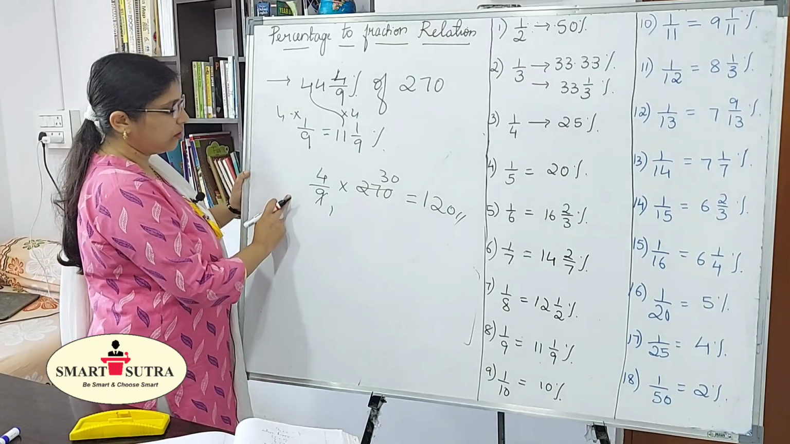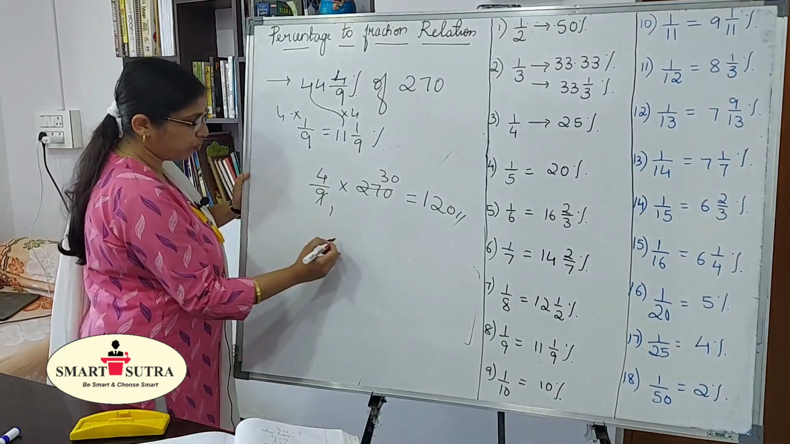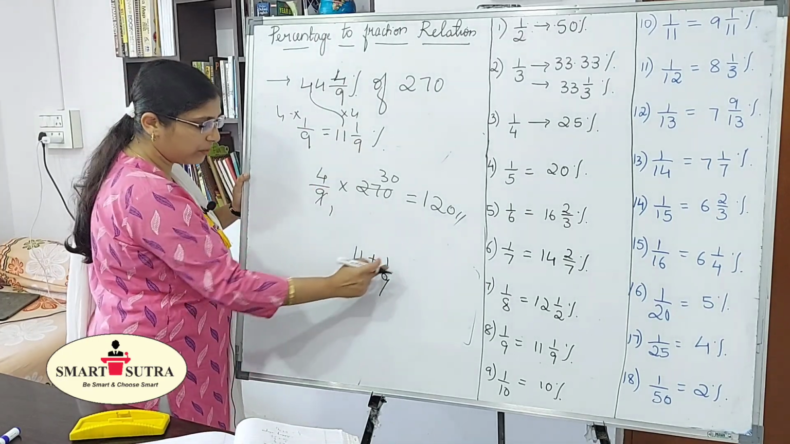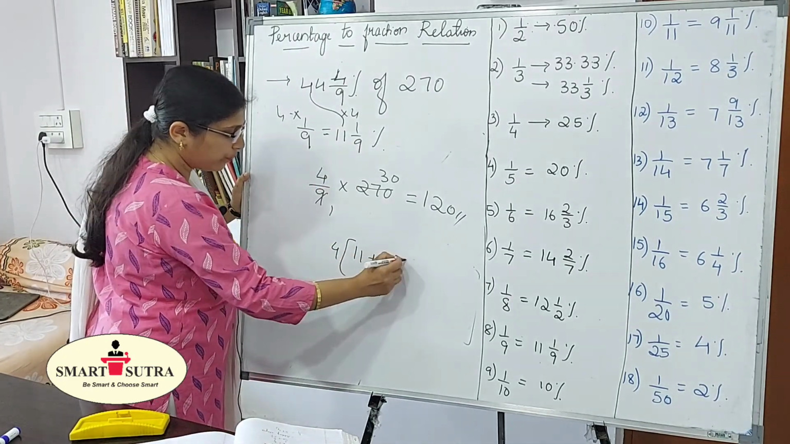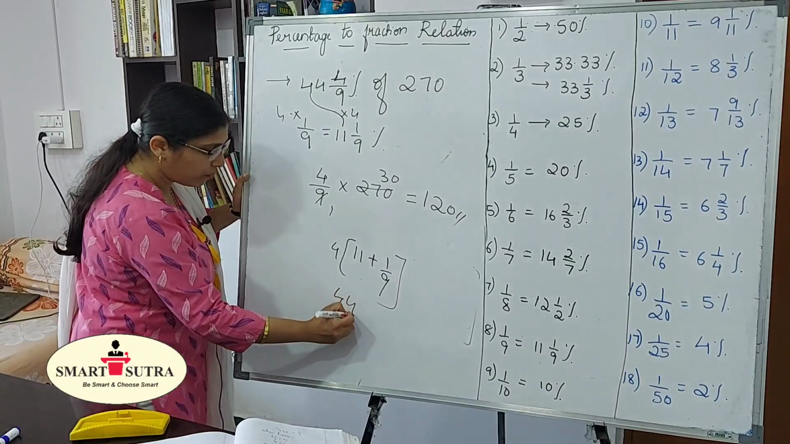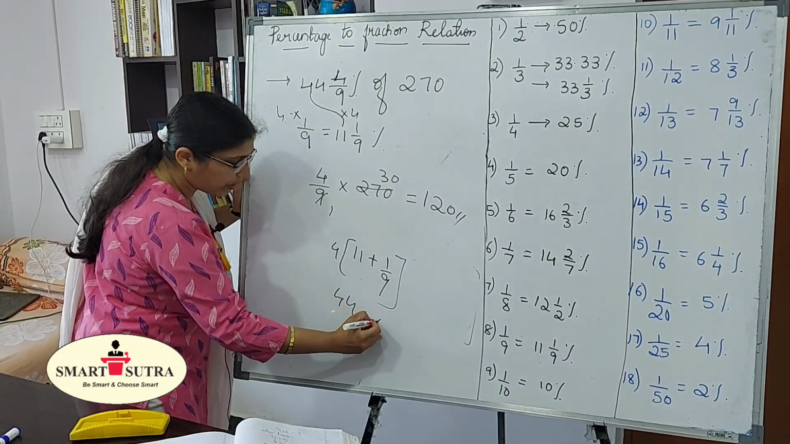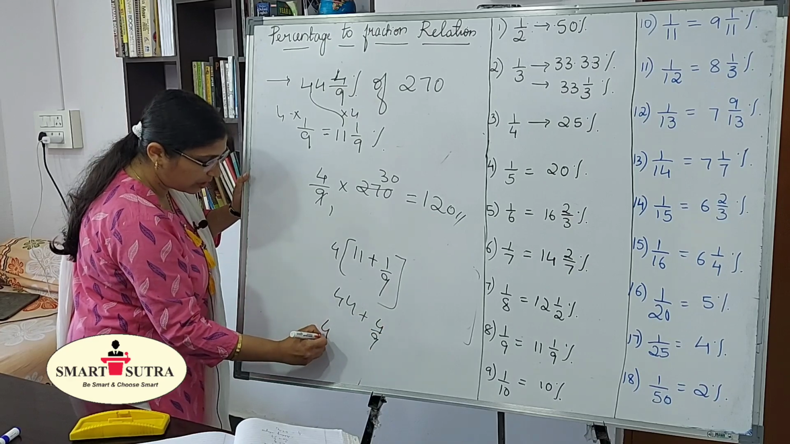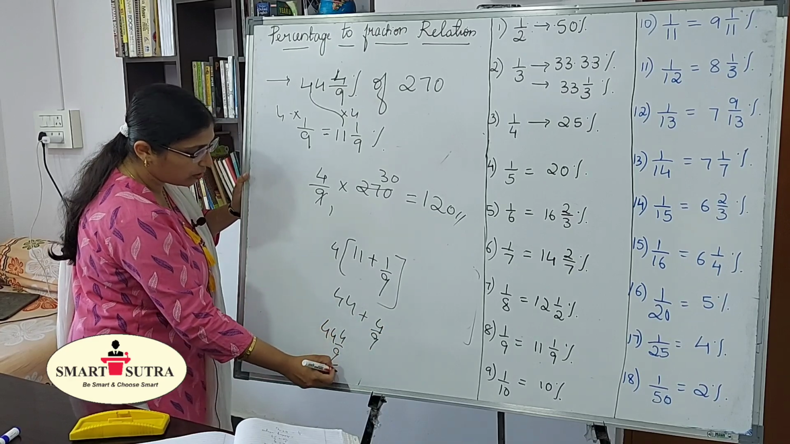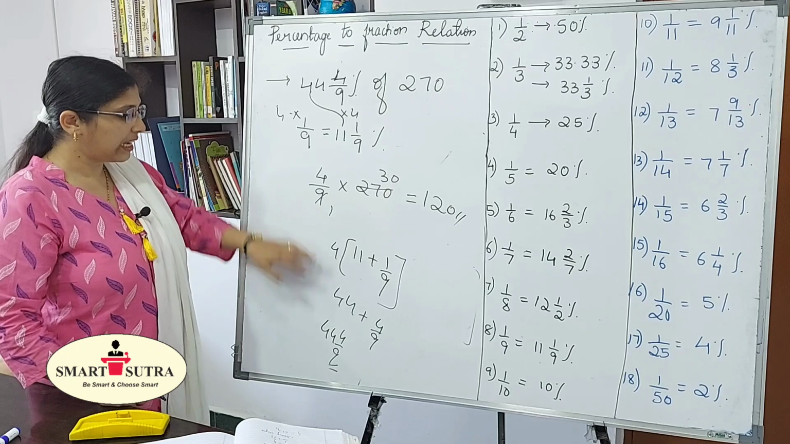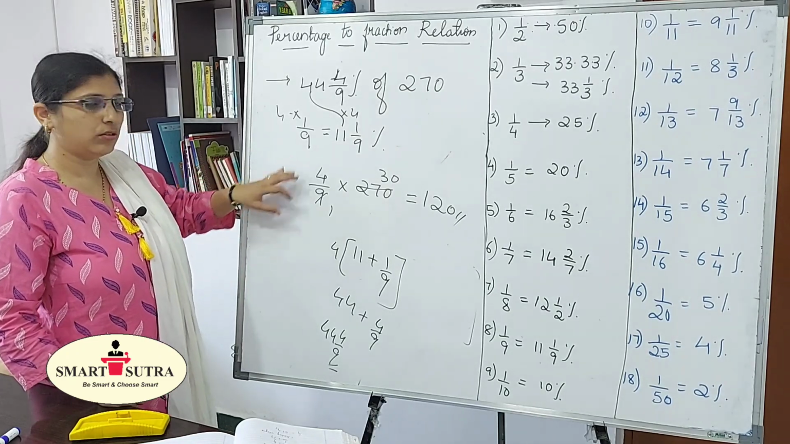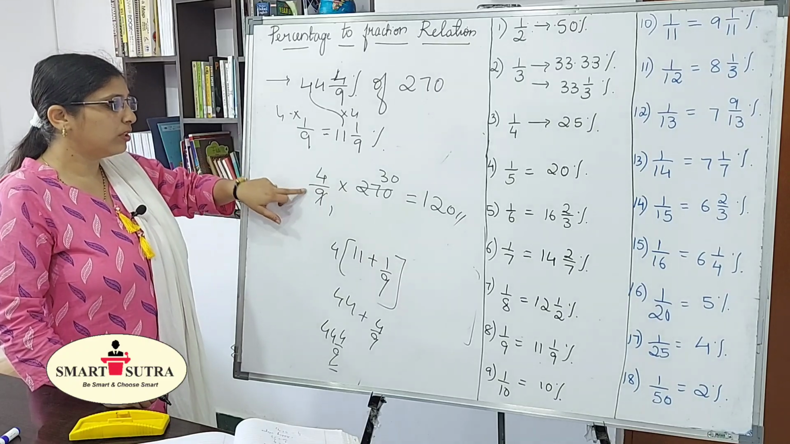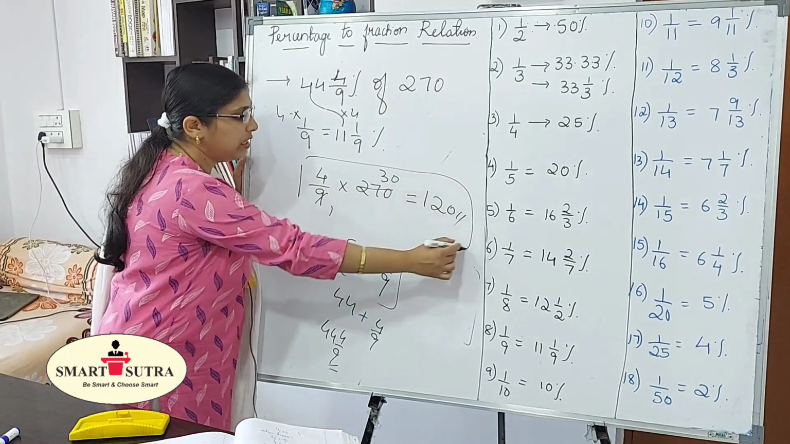If you want, you can check this also. 11 plus 1 by 9, isn't it? 11 1 by 9 is 11 plus 1 by 9, into 4, isn't it? 4 11s are 44 plus 4 into 1 by 9 is 4 by 9. Now we can directly join, isn't it? Because the numerator is less than the denominator. So 44 4 by 9 we got. So this percent is directly equal to the fraction 4 by 9. We are substituting the percentage with a fraction so that the calculation is very easy.